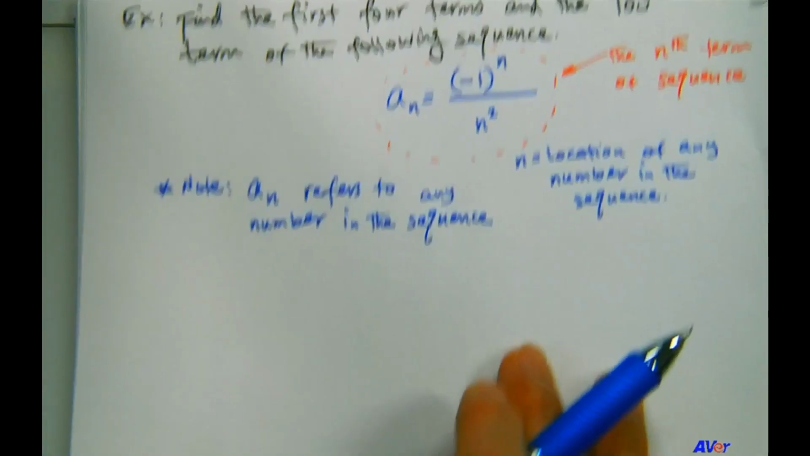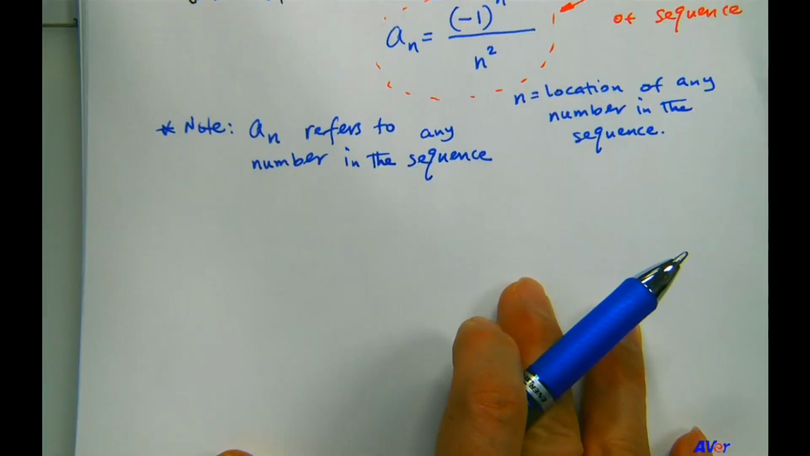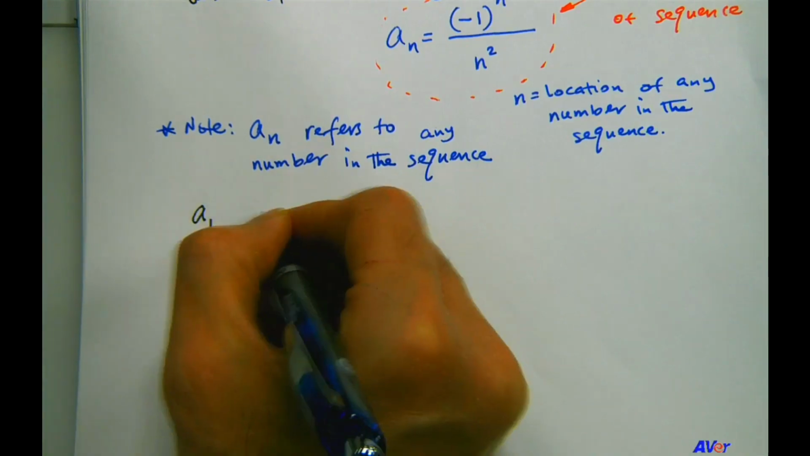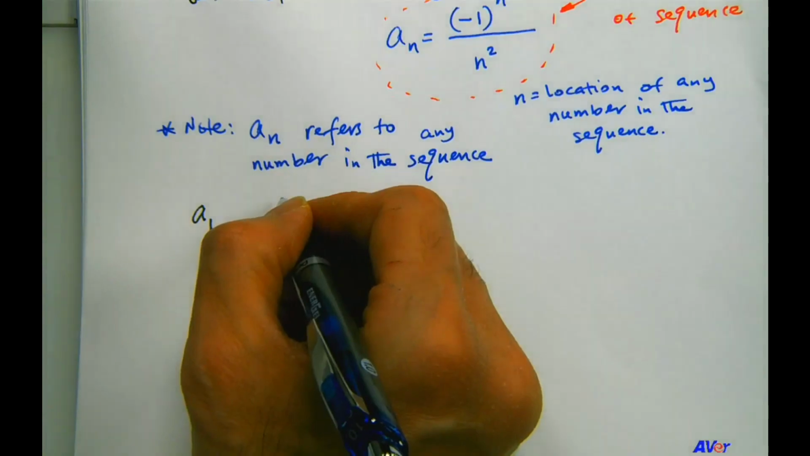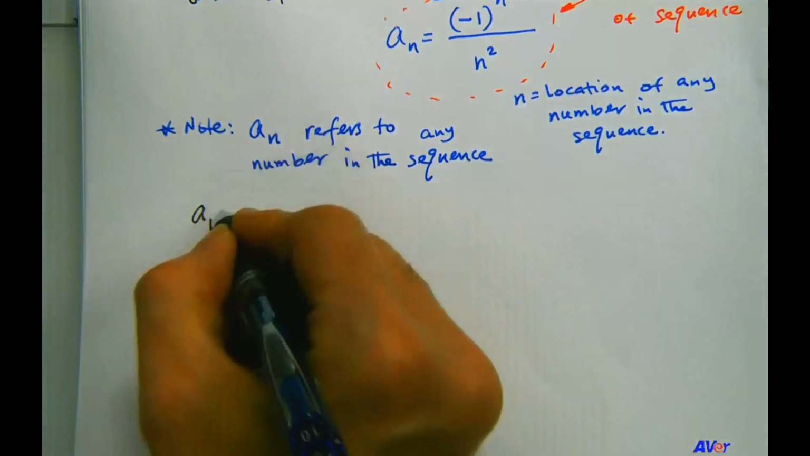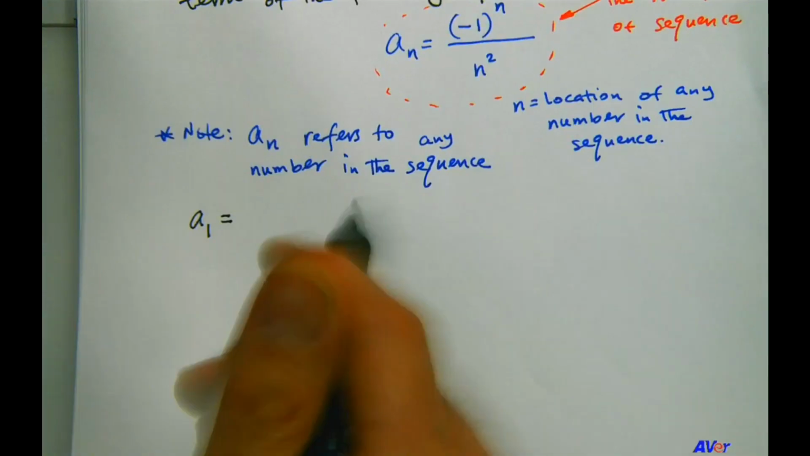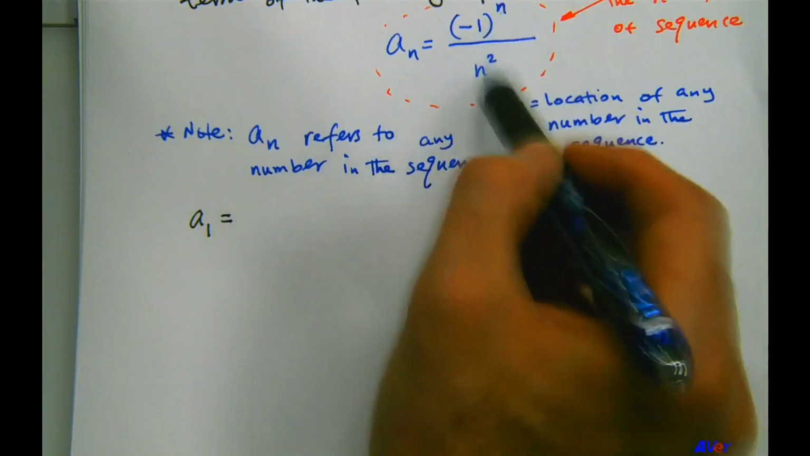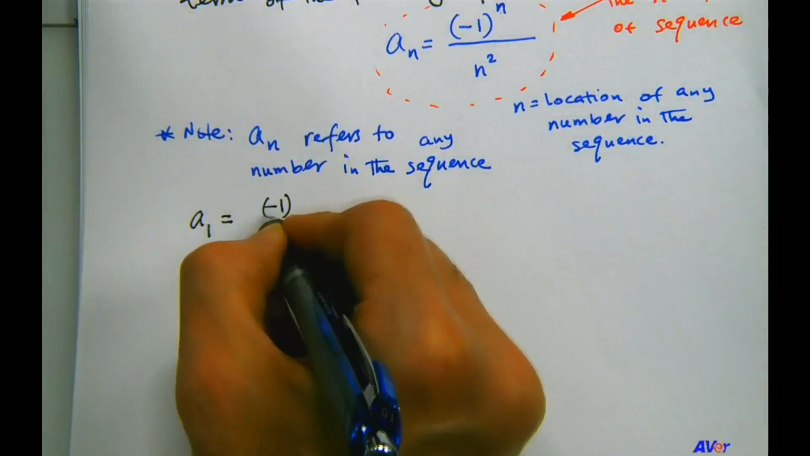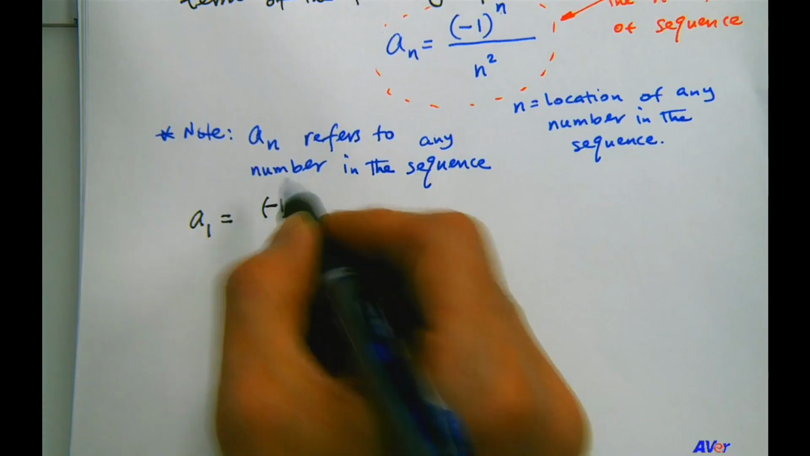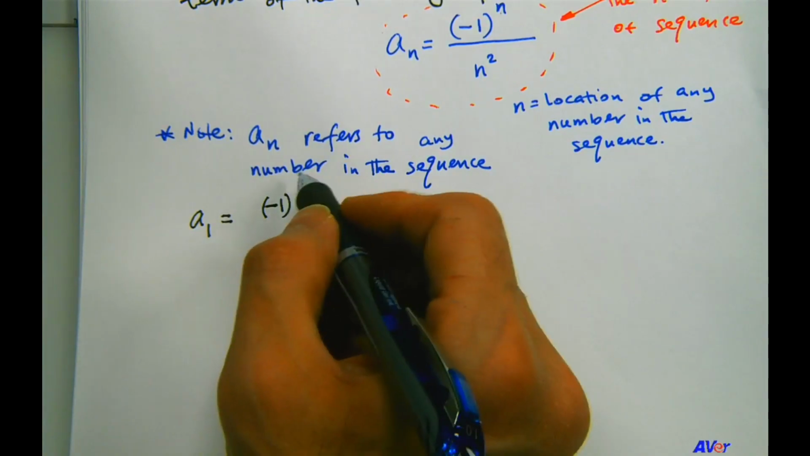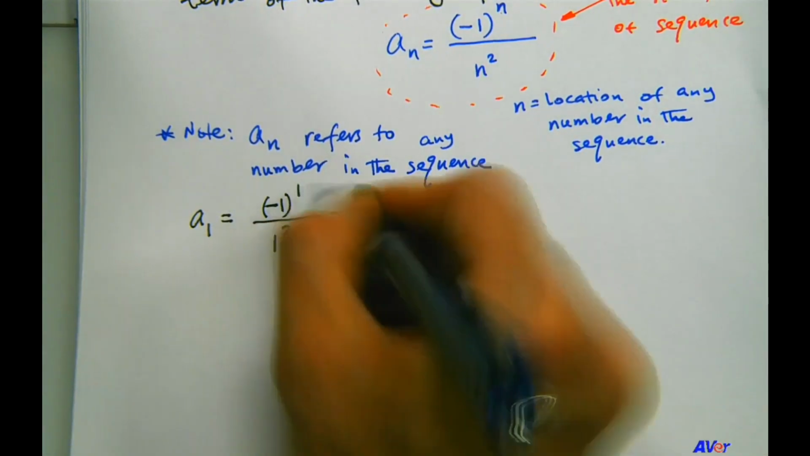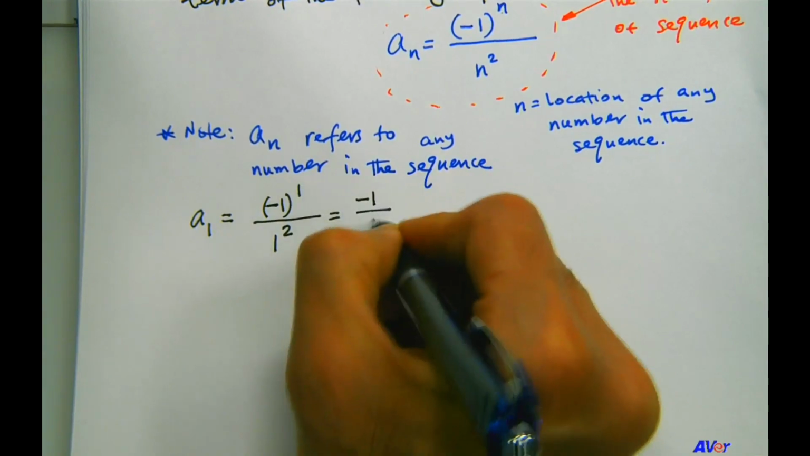So we want to find the first 4 terms. That means we're looking for A1, A2, A3, and A4, right? That's the first 4 terms. So let's find them. A1 is equal to, in this formula, I'm going to replace n with 1. So minus 1, we're finding the number in the first location, the first number in the sequence. To the 1 power, then 1 squared, and then we have minus 1 over 1, right?